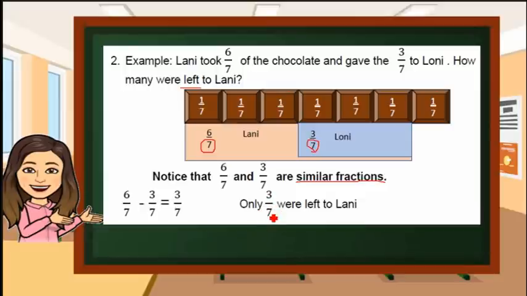So only 3/7 of the chocolate were left to Lani. If originally Lani has 6/7 part of the chocolate, because she gave the 3/7 of it to Lonnie, she only has 3/7 left. So I hope you now understand how to add and subtract similar fractions.